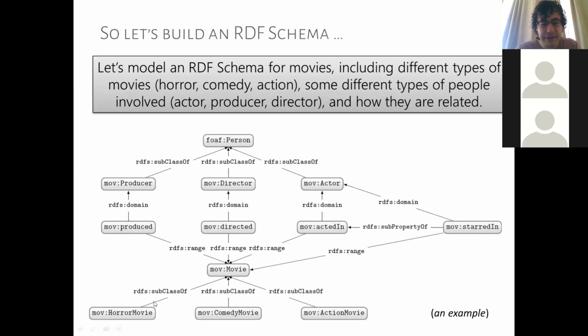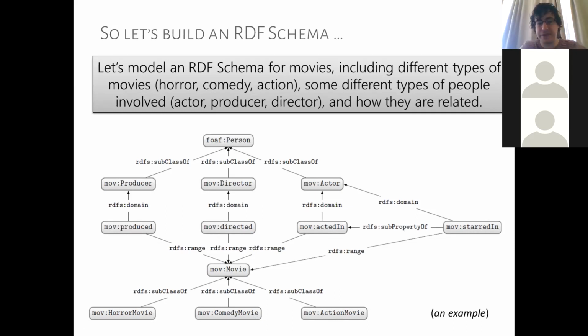So what do we have here? What we've opted for in this case is to define the different types of movies as subclasses of movie. We're defining a fictional movie namespace here. So we have different subclasses of movie, and then we have these different ways in which people can participate in the movie, where we define all of these as range. In this case, we opted for properties such as produced. If we have produced, it means that the domain would be a person.